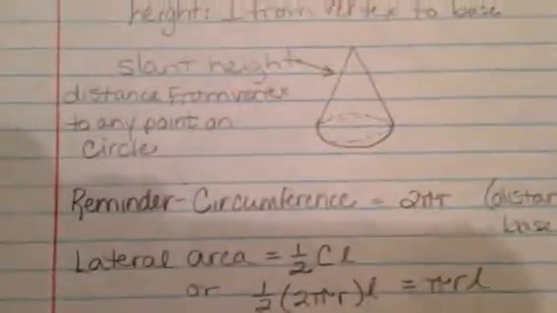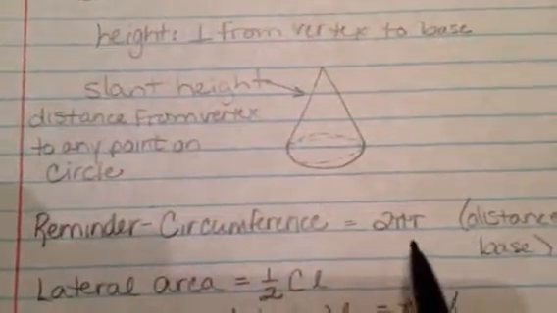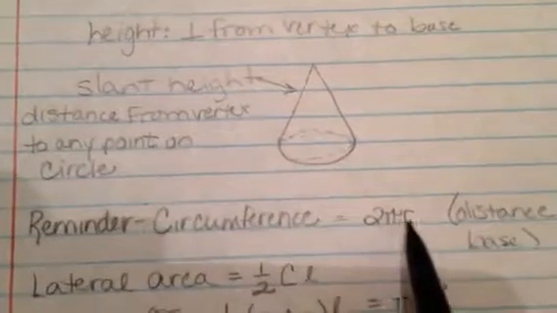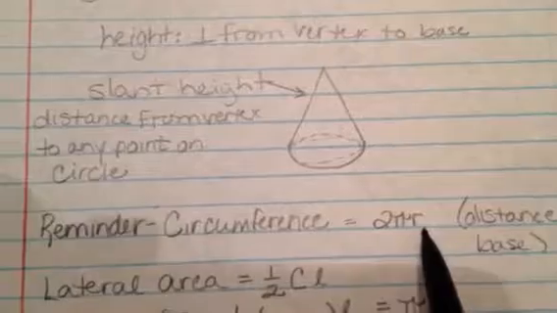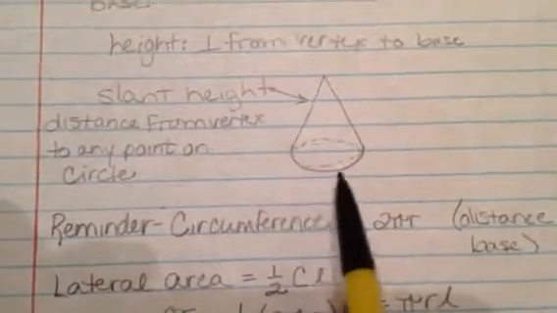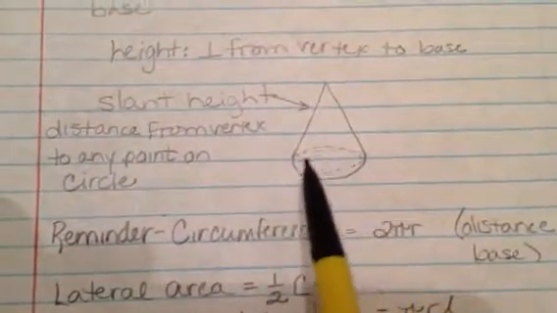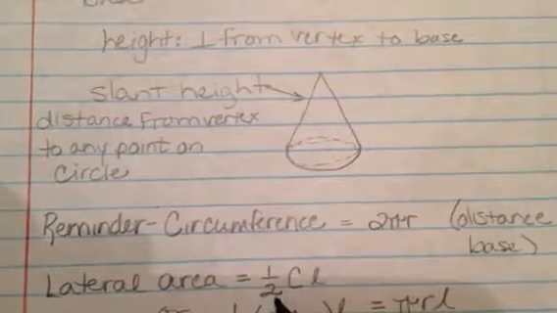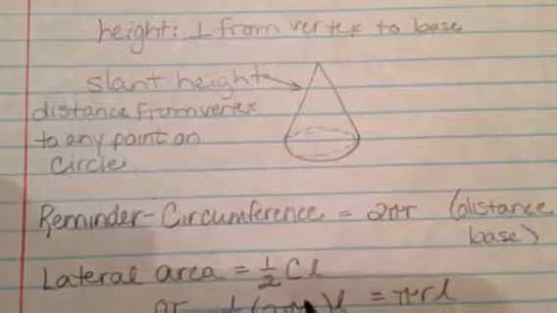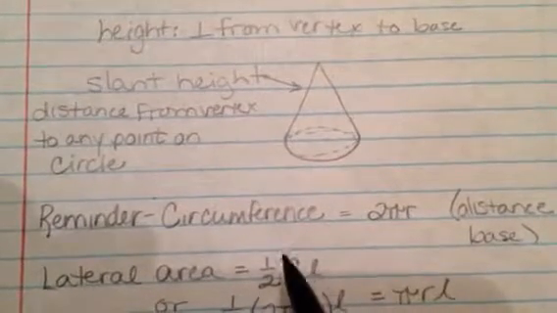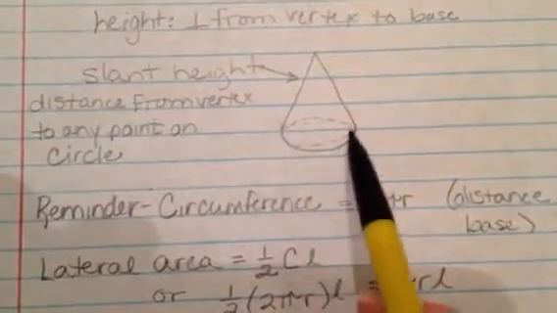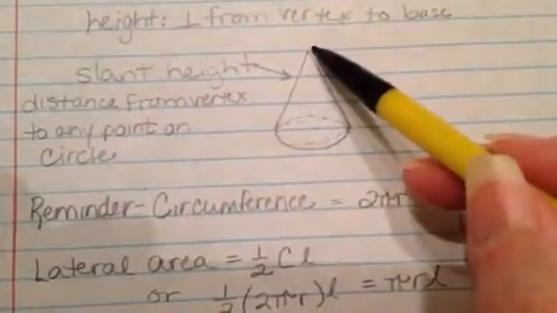And I'm going to remind you that the formula for the circumference of the circle, which is the base, is 2 times pi times the radius, and that gives us that distance around the base or the entire circumference. So to find the lateral area, we did in a prism the perimeter times the height. We're going to do the same thing in a cone. We're going to do the circumference times the slant height.